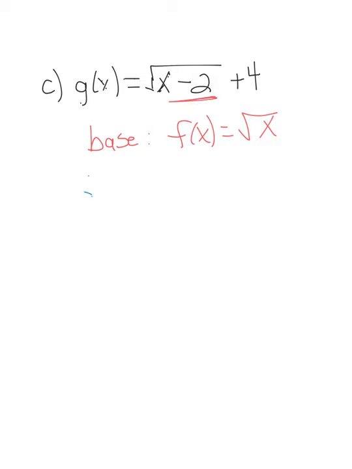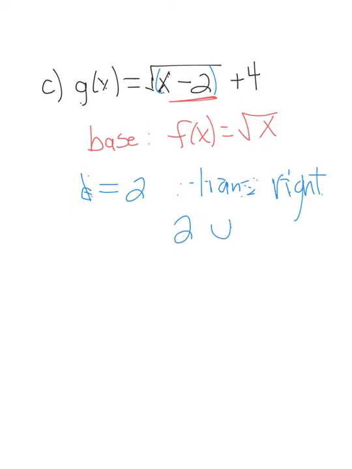That is my d value. Again, there are no brackets in here, but there could be. So my d value is the opposite one. So my d is equal to positive 2, and that means that I have a translation right 2 units. The plus 4 at the end tells me that my c is equal to plus 4, which tells me that I have a translation up by 4 units.